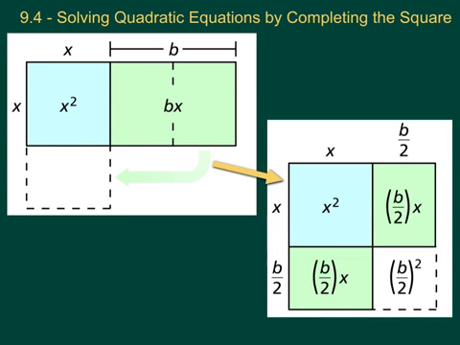Section 9.4, solving quadratic equations by completing the square. So completing the square is another method for solving a quadratic equation. So far we've looked at solving quadratic equations by graphing parabolas and looking for x-intercepts. And also if we have either an x squared or some expression with x squared in an equation, then we've sometimes been able to solve with square roots.